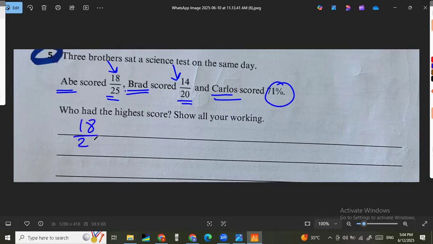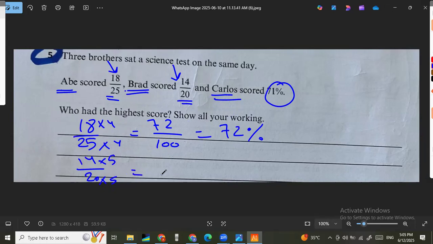So 18 over 25, multiply this by 4, multiply this by 4, will give you exactly 72 over 100, which is 72%. Okay? So the next one says 14 over 20. Multiply this by 5, multiply this by 5 to make it over 100. That's the only condition to be able to convert a fraction into a percentage: the denominator must be 100. So multiplying 20 by 5 is going to be 100, and 14 by 5 is going to give you exactly 70. So 70%.